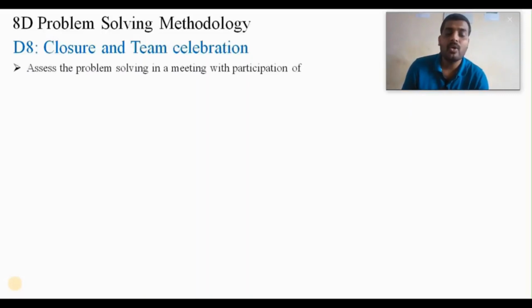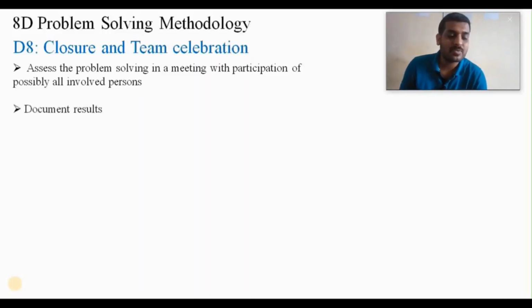Okay, so the problem solving has to be assessed in a meeting with participation of all possibly involved persons. Here the prerequisite is you should have completed the D1 to D7 phases. So all steps from D1 to D7 are reviewed in the whole flow of the problem solving process. Then the result is documented, and for a complaint which refers to a former or running problem solving with known root cause, the step D8 does not have to be executed again.